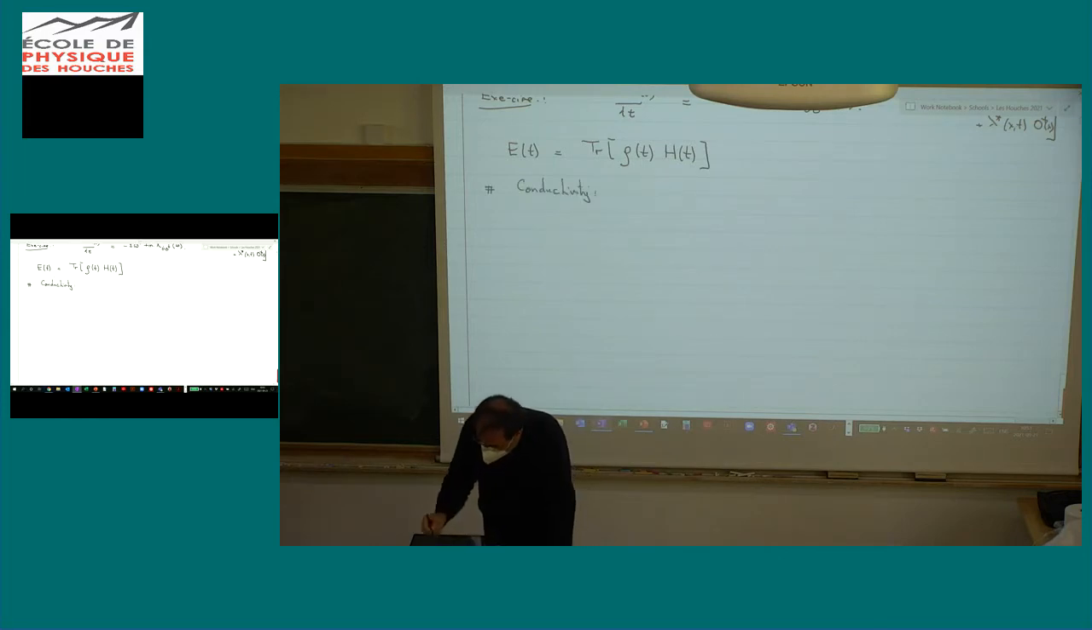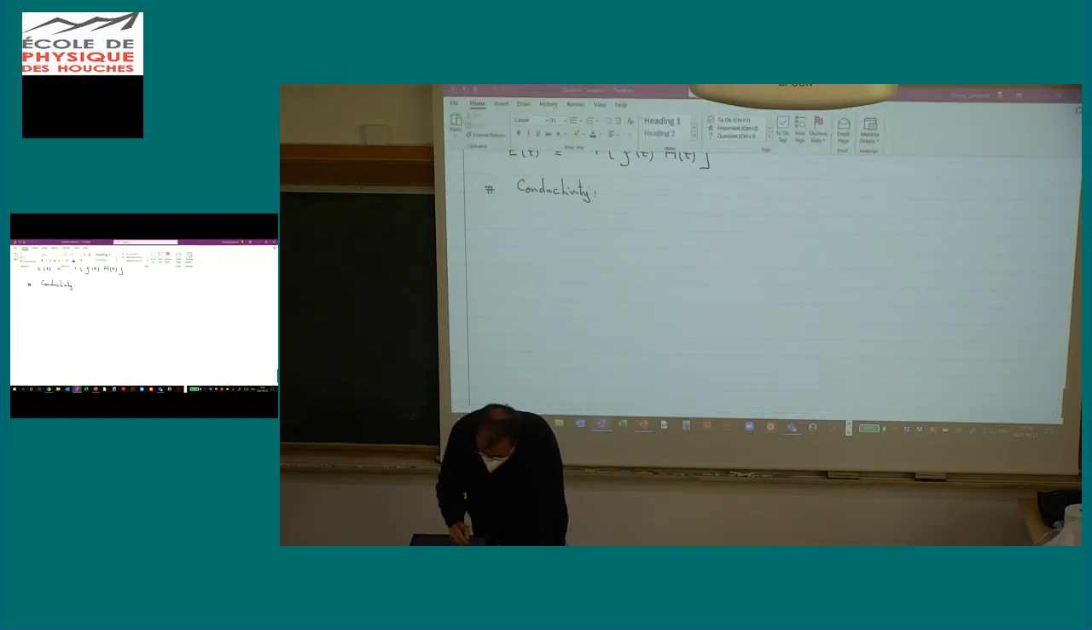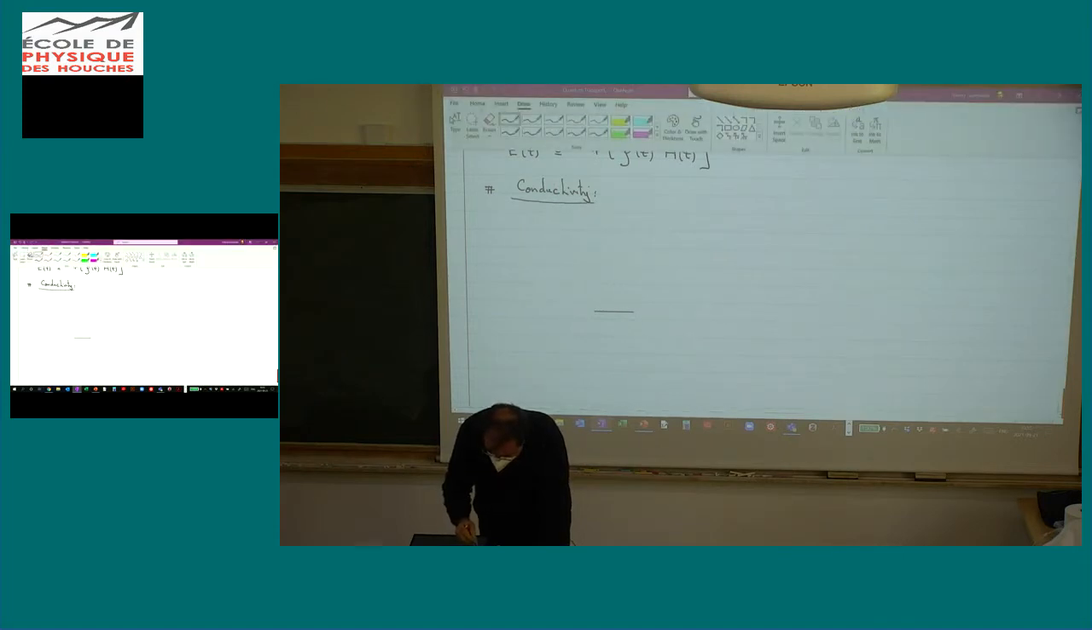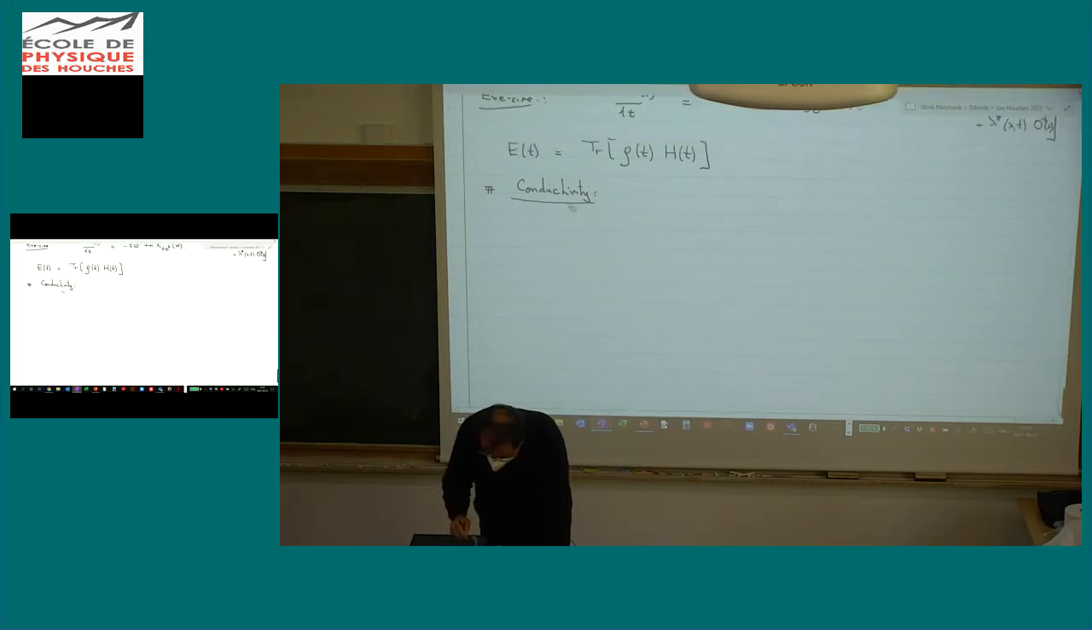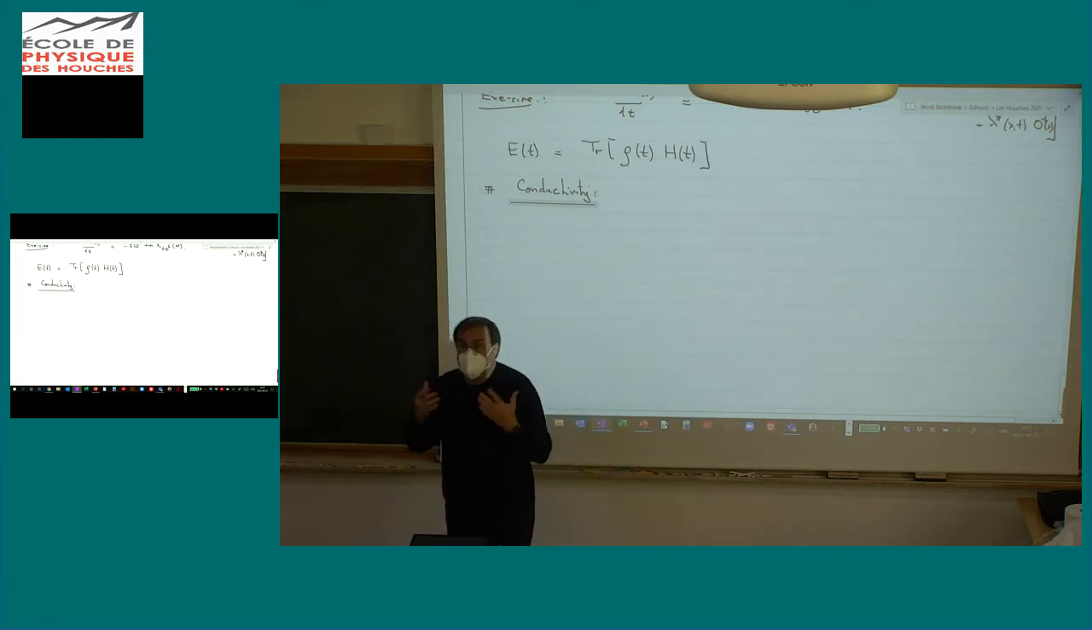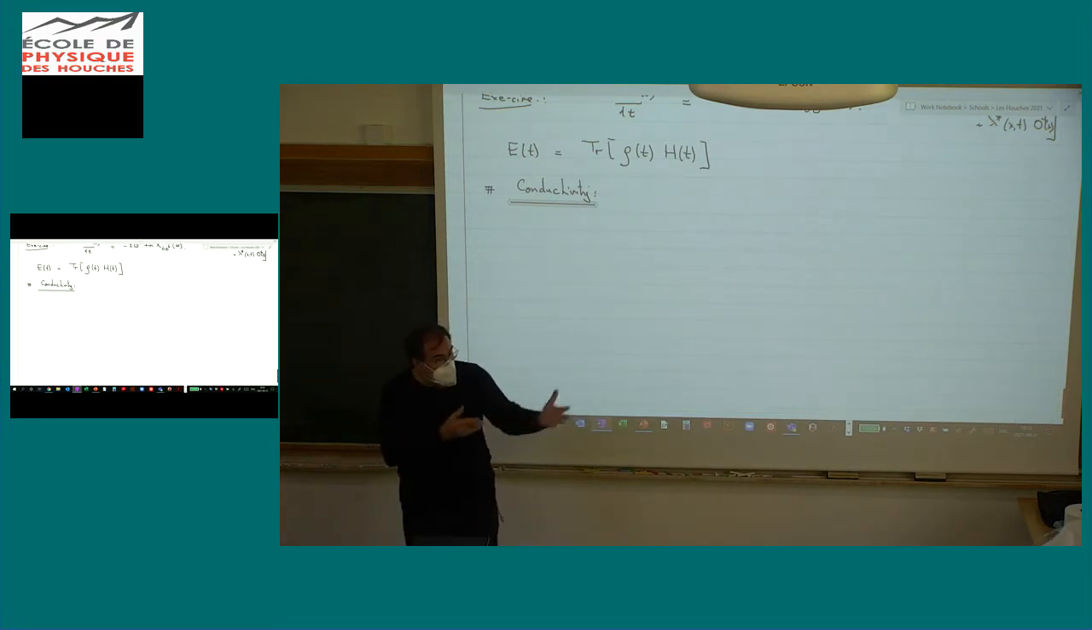And there are several ways you can do this, but I will do it with the vector potentials. And I think that's the most easy way to do it. Okay, so the question is, how can I put an electric field to get the current flowing in the system?